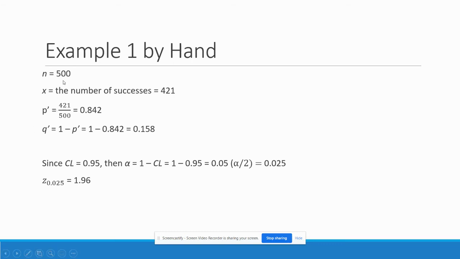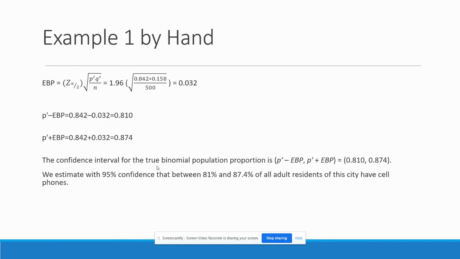Again, 500 is the sample size. X is the number of successes. So 421 over 500 is 0.842. So basically 84% of the people in the survey had a cell phone. And then again, to get the percentage of people who don't have a cell phone, it's 0.58. All right. So here's me doing it by hand, but I don't want you to do it by hand.